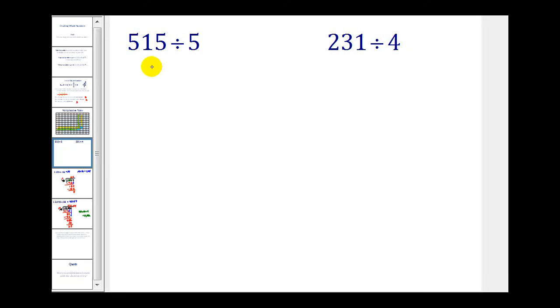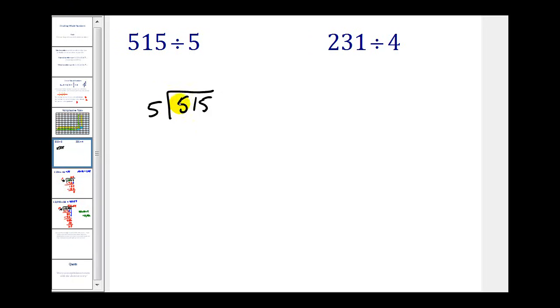So here we have 515 divided by 5. Let's set this up in long division form. So notice we're dividing by 5. What we're going to be doing is determining how many 5s there are in several different numbers to determine how many 5s there are in 515. And the way we do this is we start with the leftmost digits of the dividend and start asking how many 5s are in those numbers.